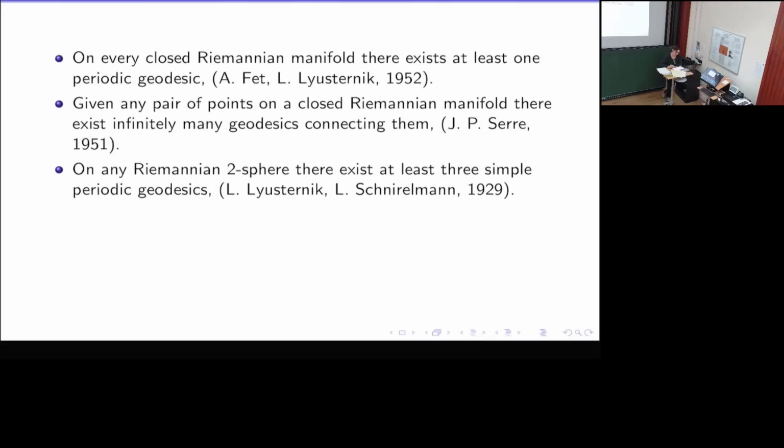Now, there is a classical theorem of Lyusternik and Schnirelmann. Here I spelled him differently. Riemann also is spelled in many different ways. So, on any Riemannian two-sphere, there exist at least 3 simple periodic geodesics.